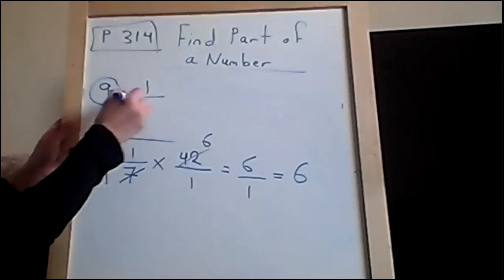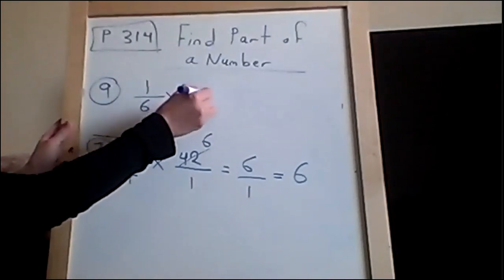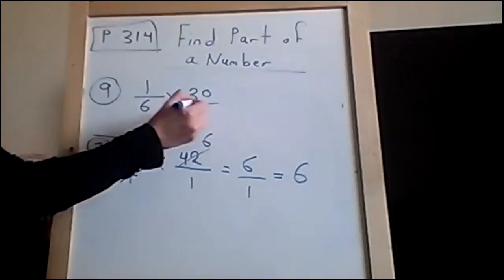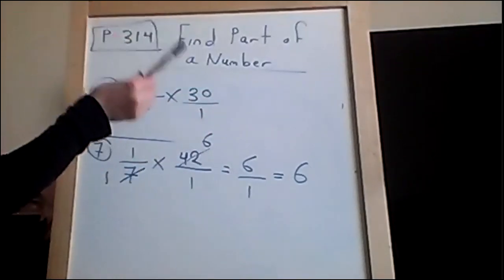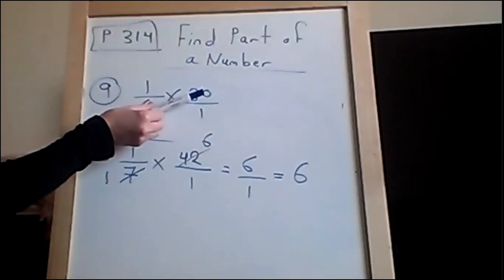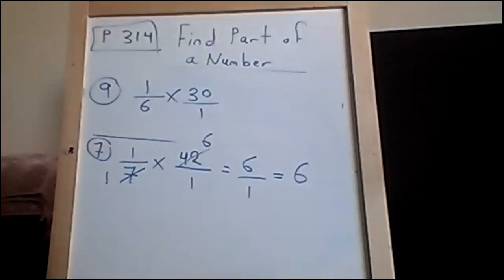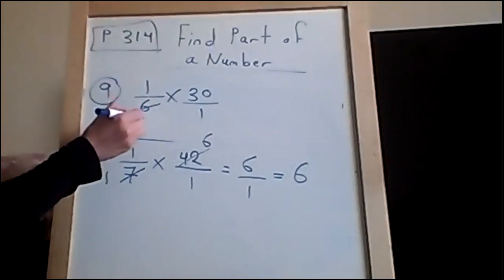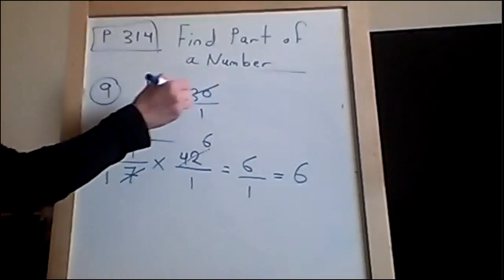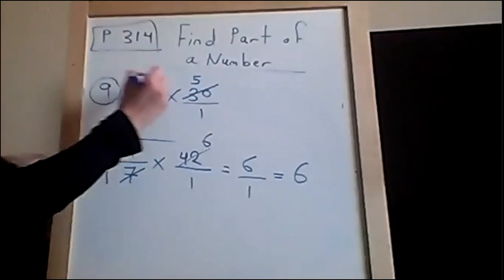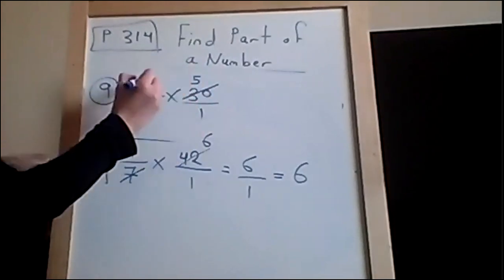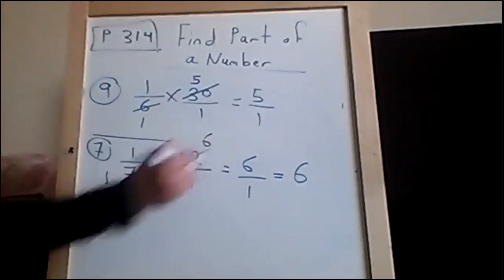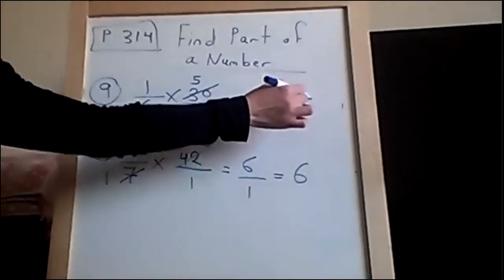1 out of 6 multiplied by 30. If you have any whole number, you have to write it as a fraction, over 1. Now, can I make simplest form? Which number multiplied by 6, the answer will be 30? 5, very easy. So divided by 6, the answer will be 1. Divided by 6, the answer will be 5. Now you have to multiply, straight line. 1 multiplied by 5, 5 over 1 multiplied by 1, 1. So the final answer, 5.